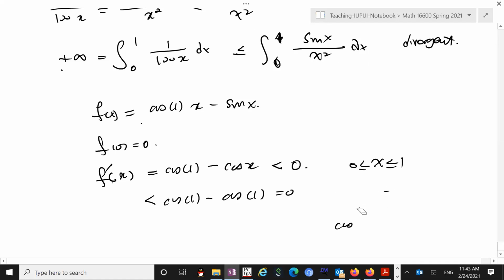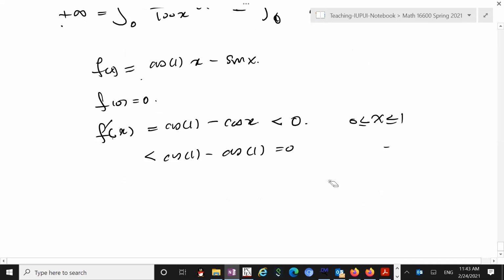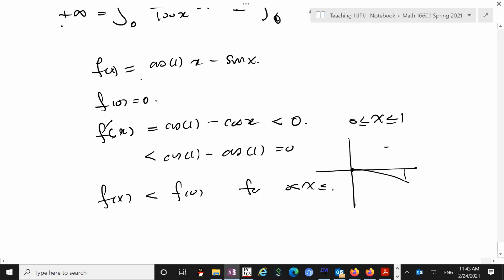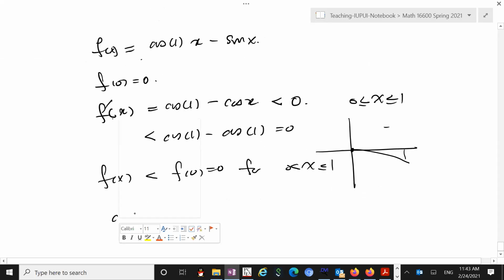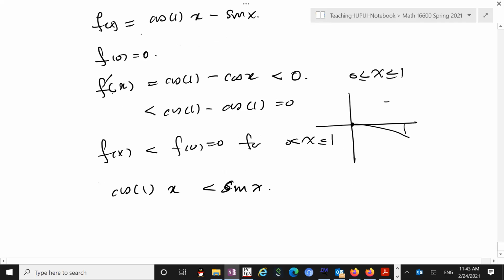Once the derivative has a sign, then think about this function. This function is monotone, and it's 0 here. So f of x is always at least f of 0, which is 0, for x between 0 and 1. That's why cosine 1 times x is less than sine x. That's enough. If we can use a calculator to estimate cosine 1, then you can replace it by other numbers.